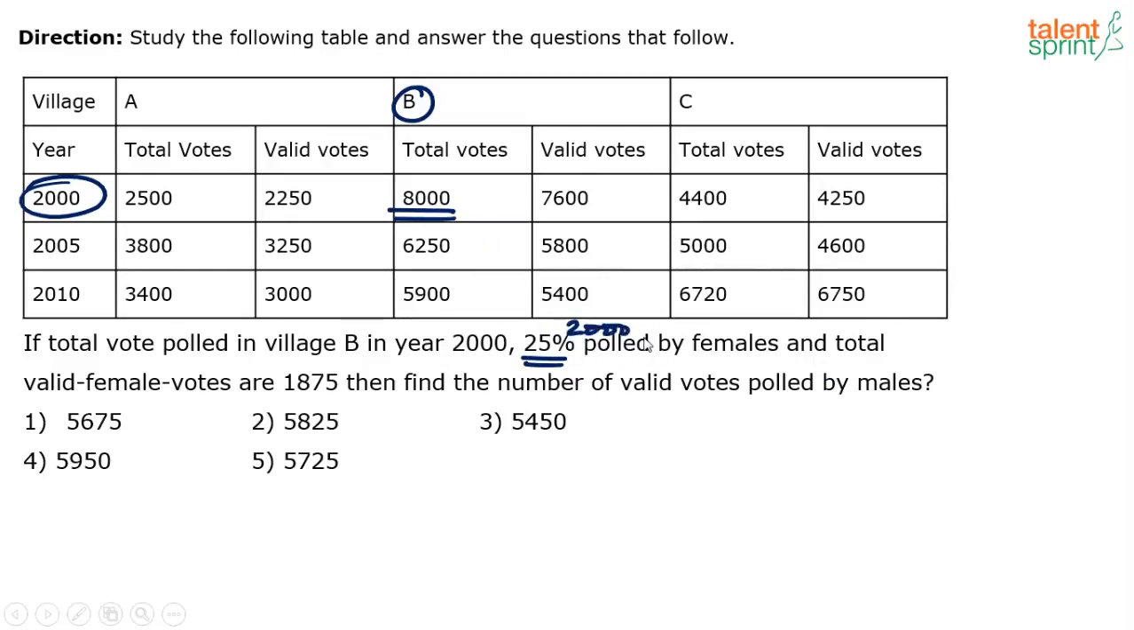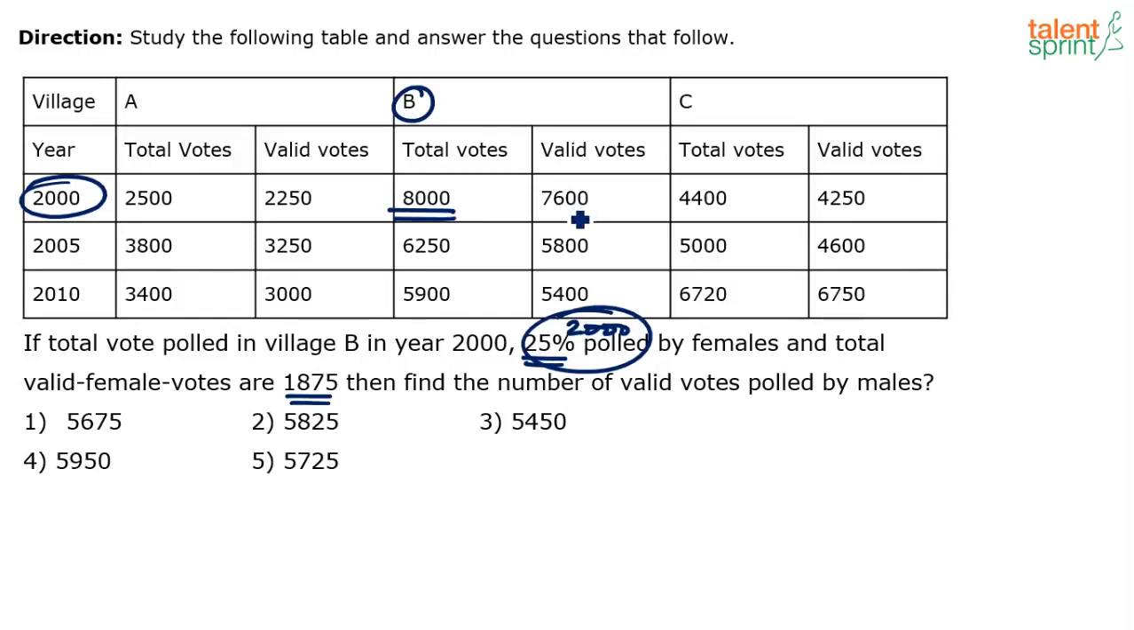You don't have to really put these numbers on paper, right? I mean, you can do this calculation mentally. 25% is 2,000. So 2,000 were polled by females, and the total valid female votes are 1875. Then find the number of valid votes polled by males. Well, I think we don't really have to find out what is 25% of 8,000 at all, because what do we know?